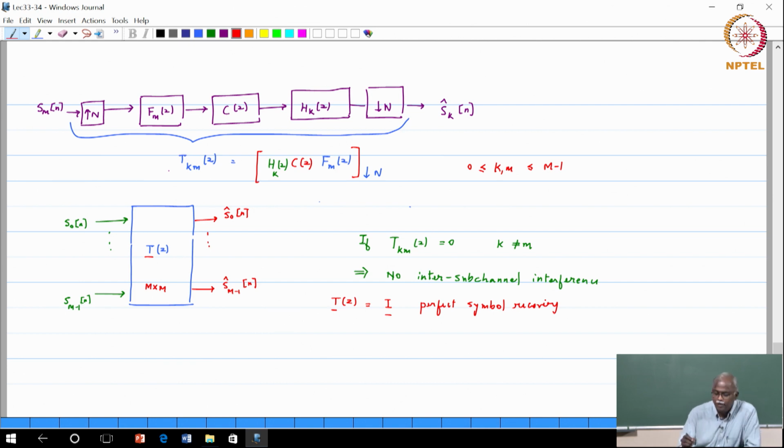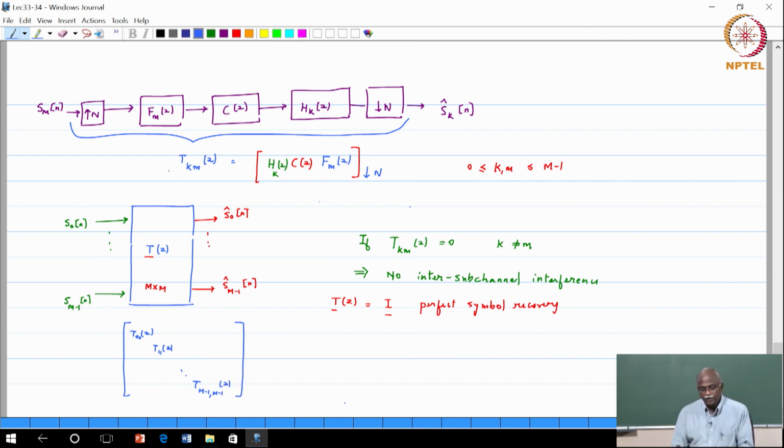Can we achieve it? But before that, let us look at one more element. After you have made this diagonal, supposing you have achieved the diagonal part, let us say this is T naught of z, T1 of z, T00 of z, T11 of z, the last one is T m minus 1 comma m minus 1 of z.